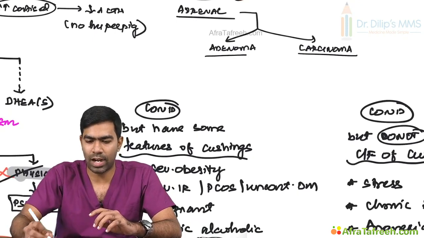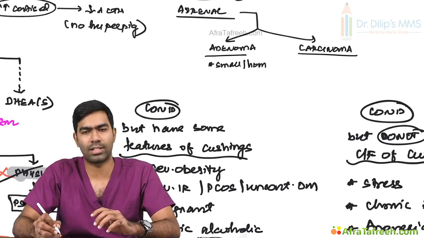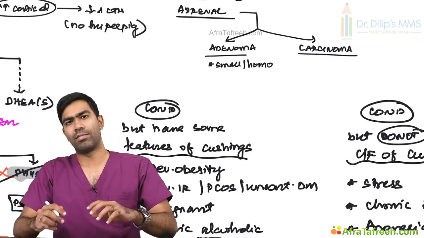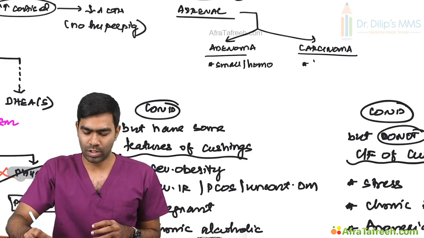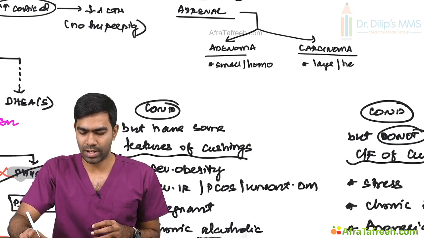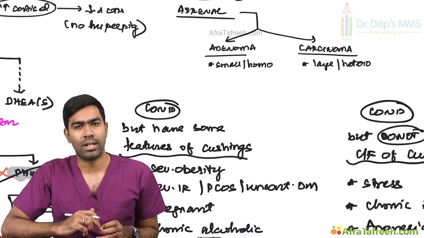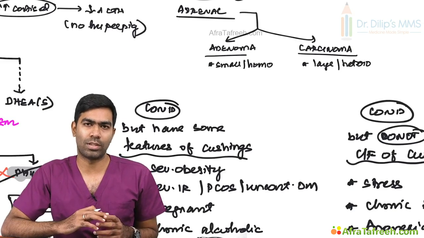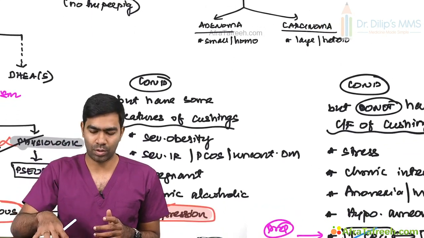So we have two causes, adenoma and carcinoma. Adenomas generally tend to be small and homogeneous, and in non-contrast CT, they tend to have less than 10 Hounsfield units density, whereas carcinoma tends to be large and heterogeneous. They may have areas of hemorrhage and necrosis, and in CT, they generally tend to show more than 10 Hounsfield units density with irregular borders usually, and there might be invasion also.